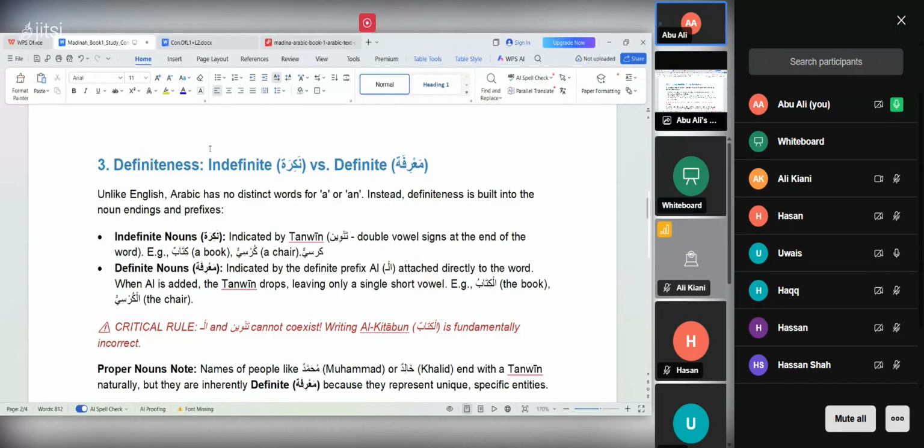Now another concept. By the way, guys, we're gonna apply all of this soon, inshallah. Just be patient with me.